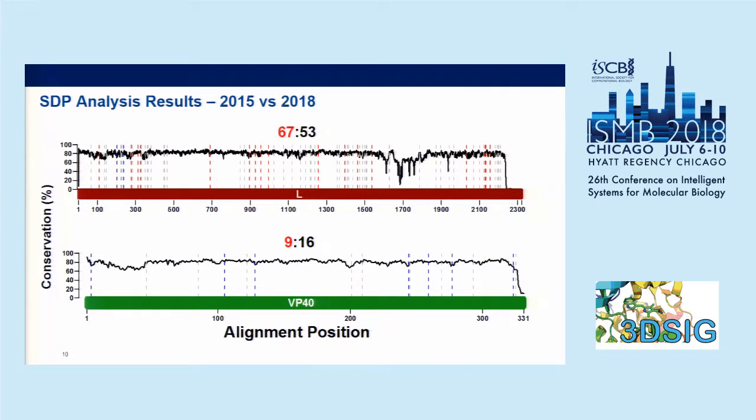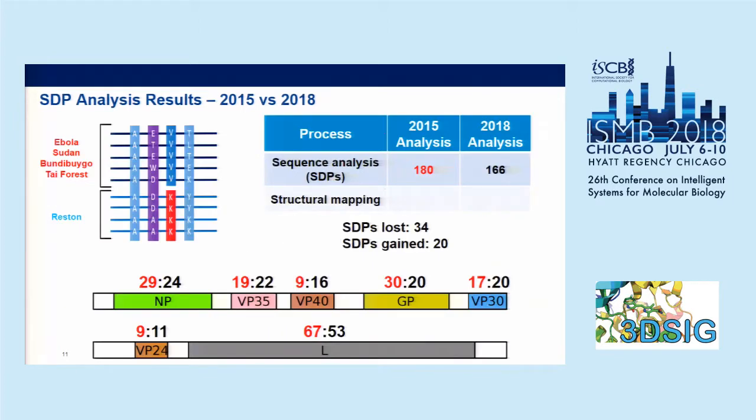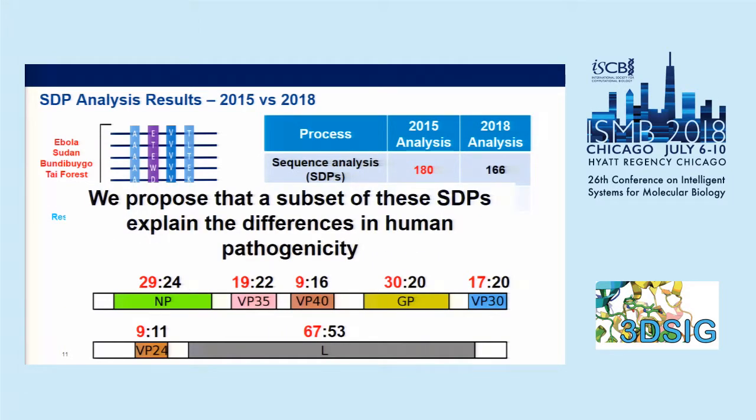So you can see for L, we mostly lost SDPs, and we gained 2 more. But for VP40, we didn't lose any SDPs, and we gained 7 SDPs. And we only had 9 to start with, so it's quite a substantial increase. So what we propose for this set is that a subset of these SDPs will explain the differences in the pathogenicity of the species.